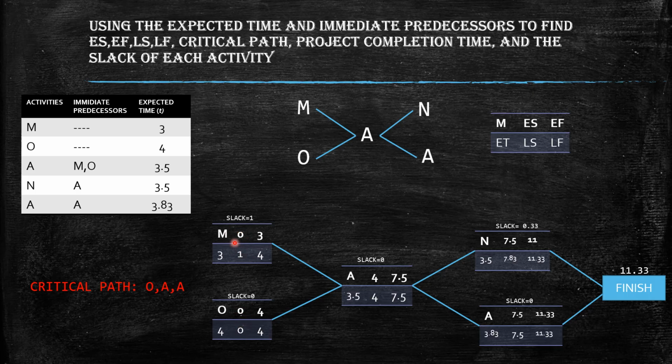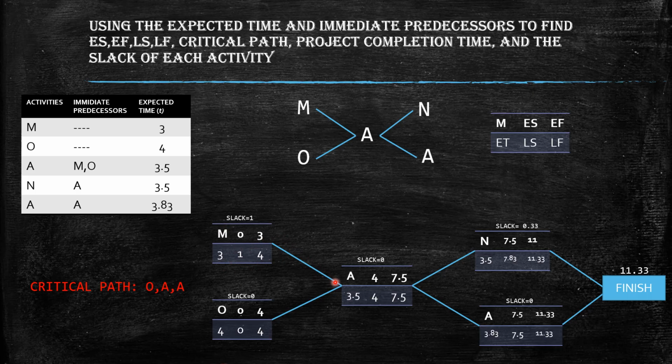So as you can see here, their earliest start is 0. And given their expected time, 3 by activity M and 4 on activity O. So since the expected time is 4, the earliest start is 0, and to get the earliest finish, we have to add both of them. So 4 plus 0 is equal to 4. Same here in activity M. So 3 plus 0 is equal to 3.